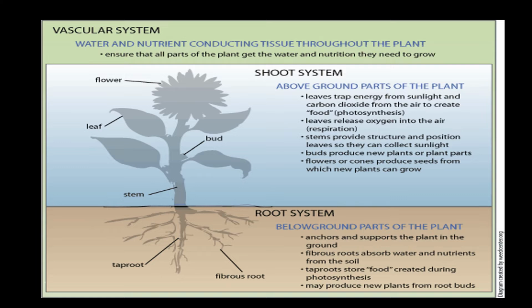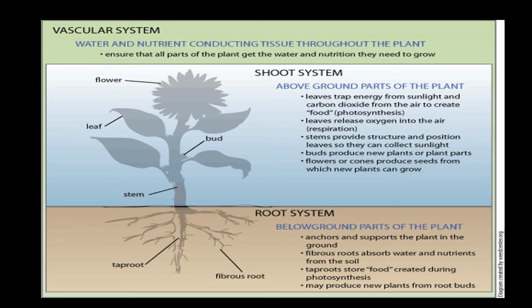The part of the plant which grows above the ground is called the shoot system, and the part which grows below the ground is called the root system. The roots absorb water from the soil. That water is transported through the stem to all parts of the plant. And the leaf prepares the food, and that prepared food is transported to all other parts of the plant.